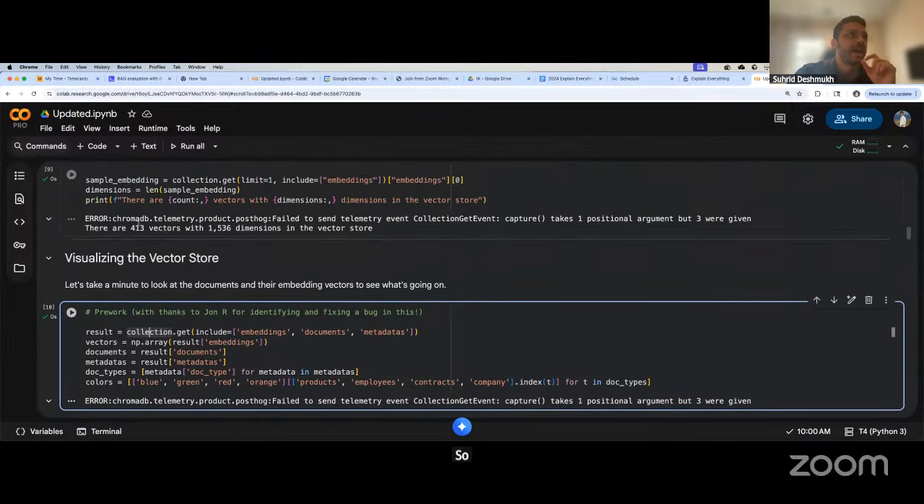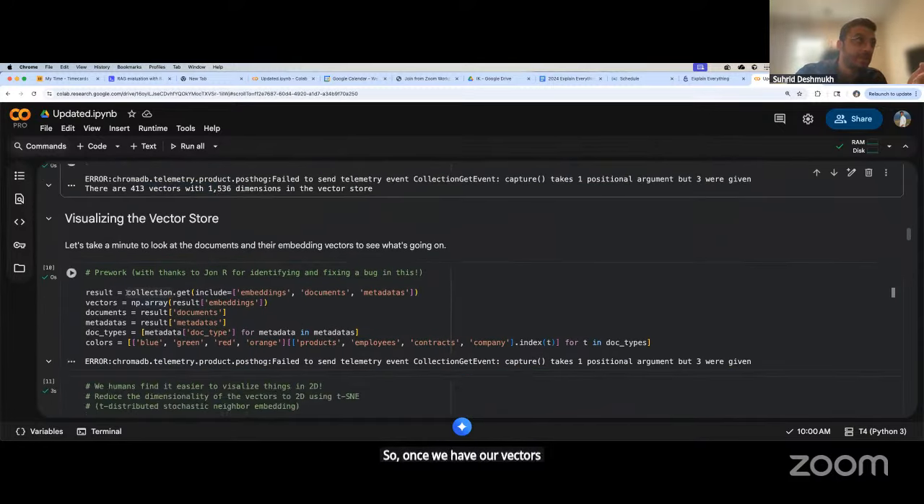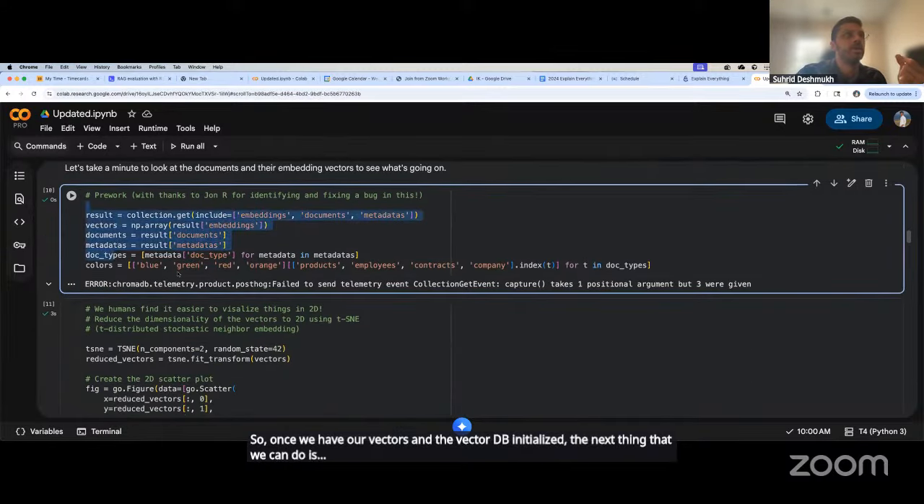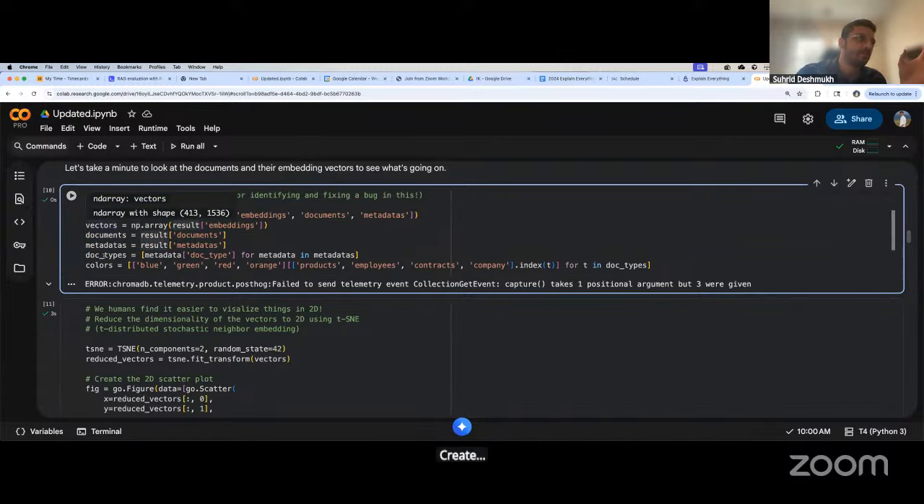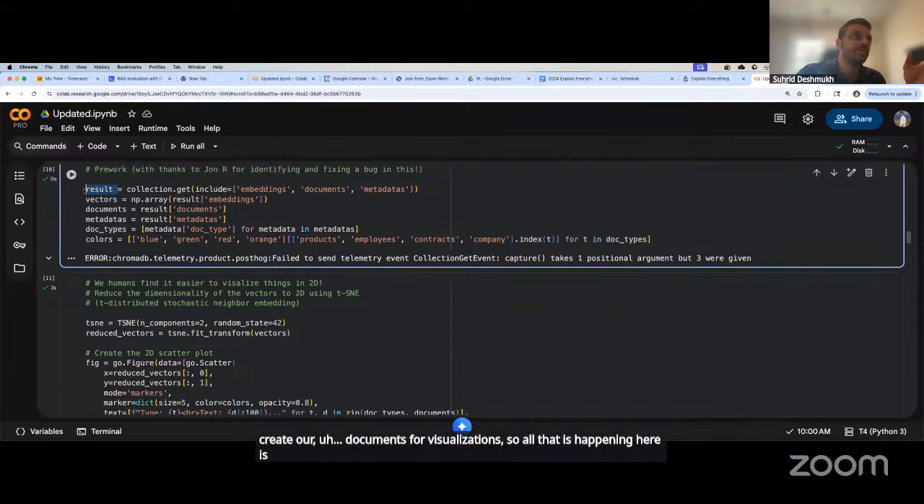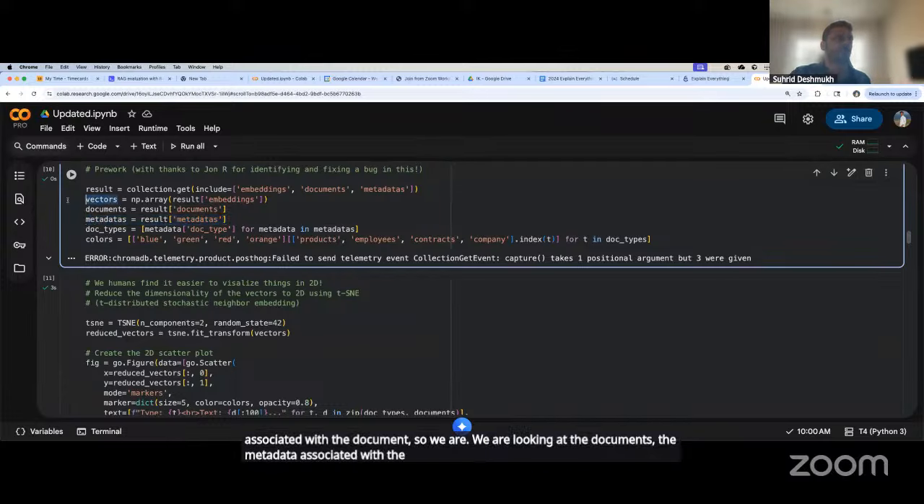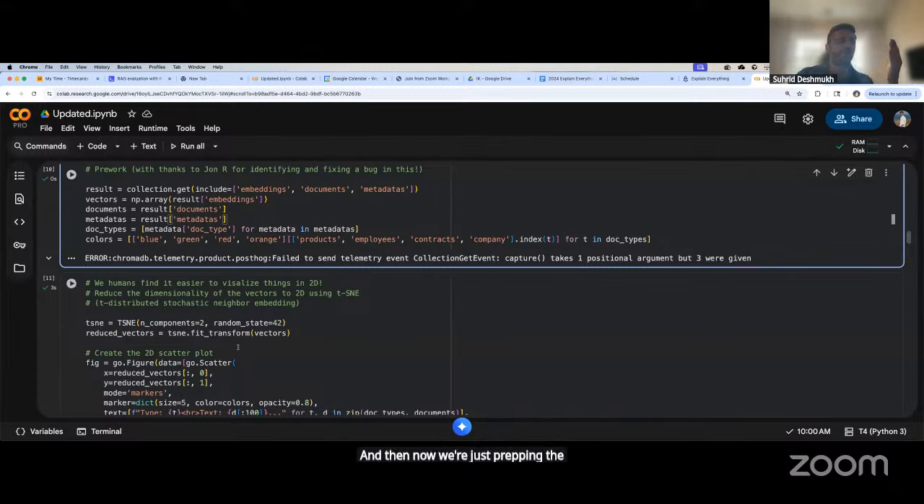So once we have our vectors and a vector DB initialized, the next thing that we can do is create our documents for visualization. So all that is happening here is we get our documents and the embeddings associated with them. We are looking at the documents, the metadata associated with the documents, and the vector representation associated with those documents, and now we're just prepping the data for visualization.